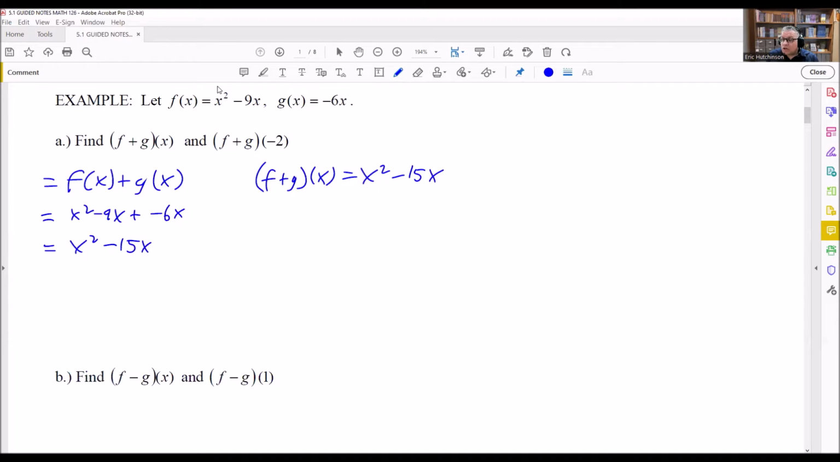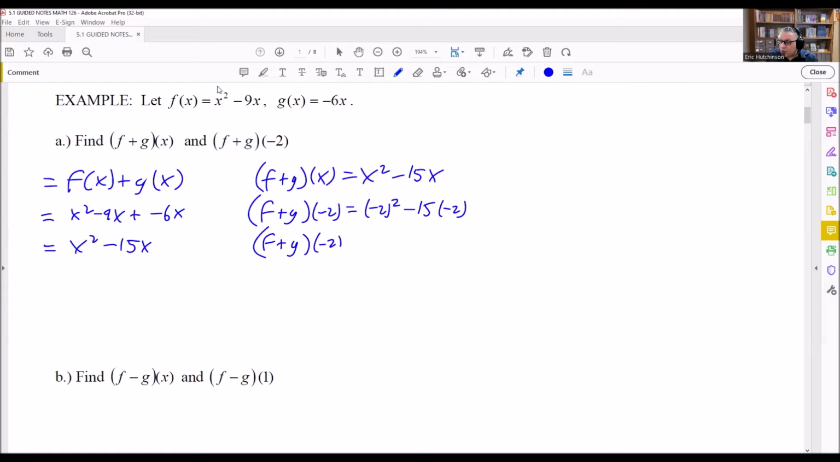Okay. Next thing is we want to do f plus g of negative 2. Now, we could put negative 2 into here and negative 2 into there separately and combine them together, but it's going to be easier if we just use the function that we already came up with here. We already found f plus g of x. So if I want to find f plus g of negative 2, all I would have to do is plug negative 2 into the answer that we just found here. Okay, so just plug this in. And then we're just going to do the evaluation on that.